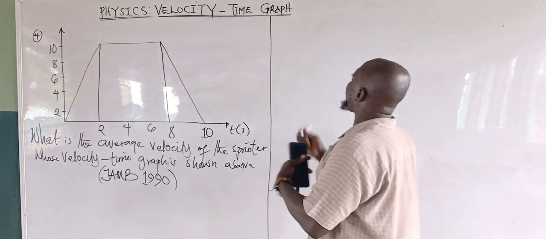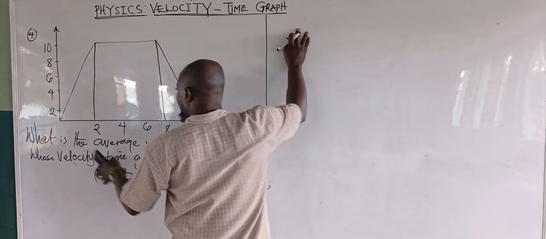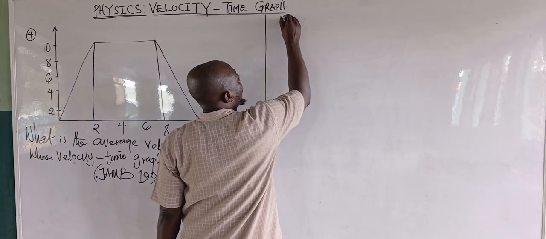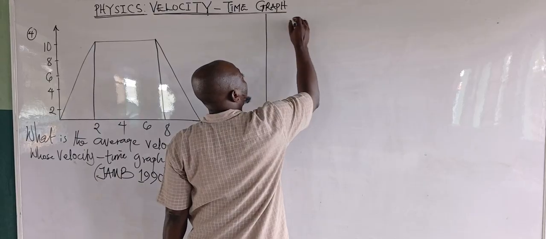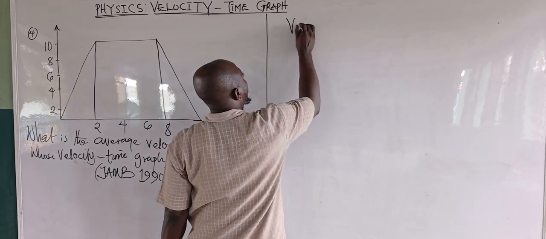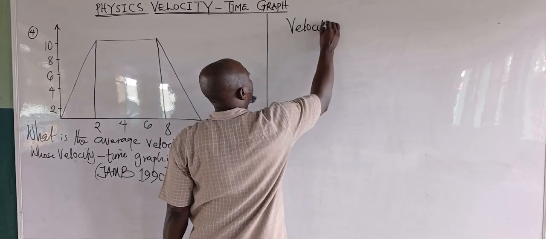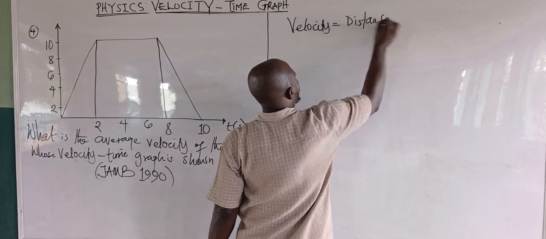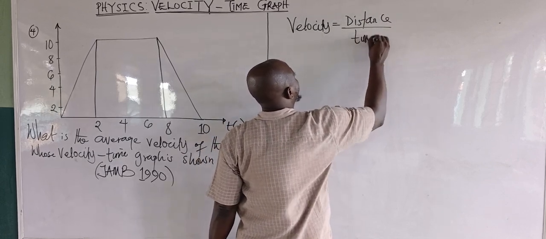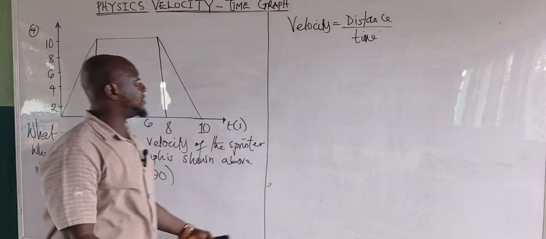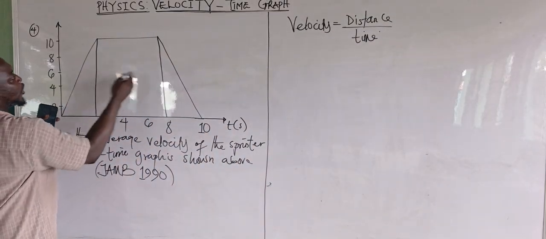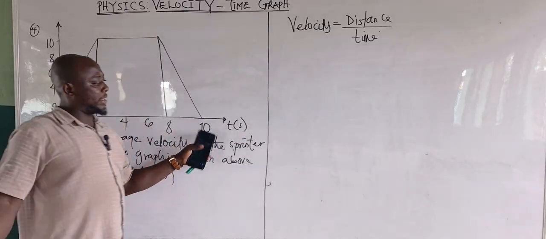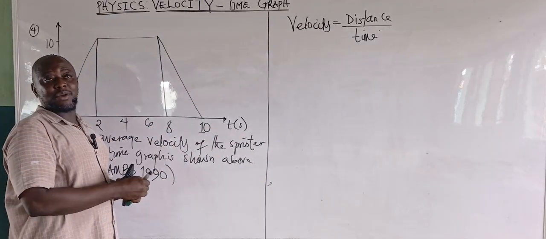So from here, we already know that since we want to calculate the average velocity, we know that velocity here is distance over time. That's all. You don't need to stress yourself. So first, let's calculate all of this one, add them together, that becomes the distance. And then the time is this 10. That's my time. And then we'll get our final answer.